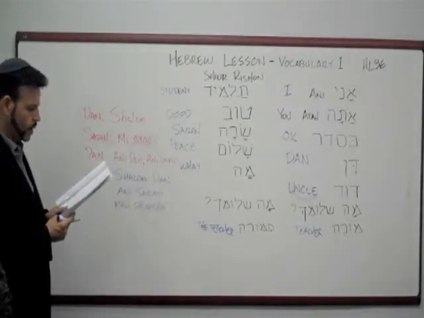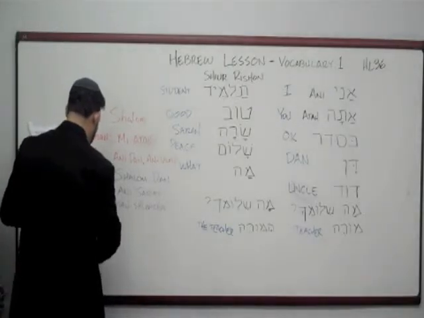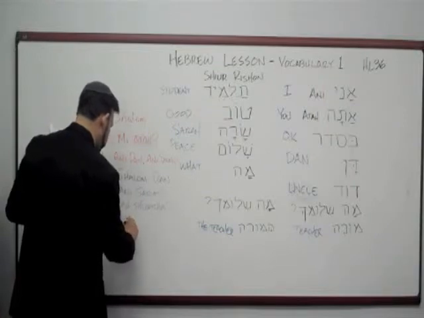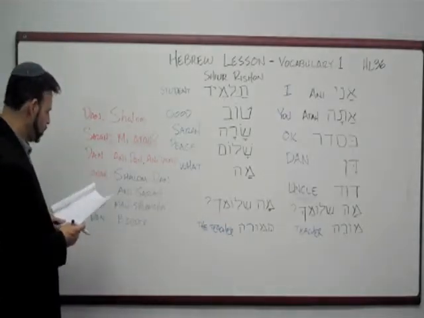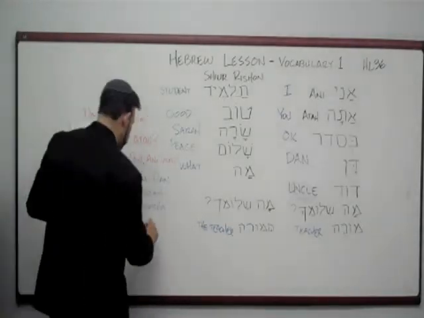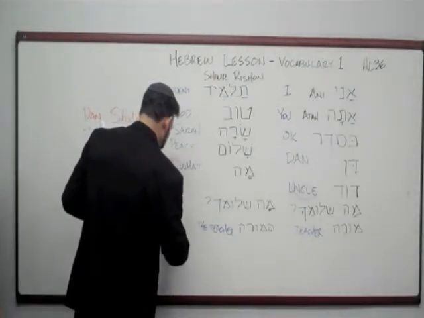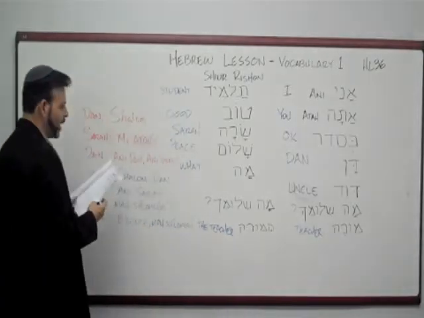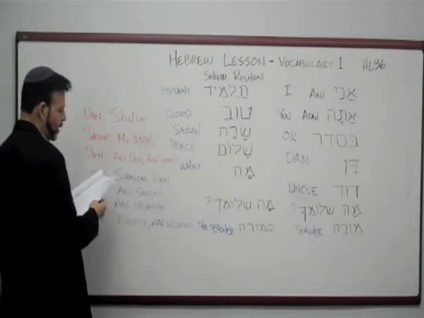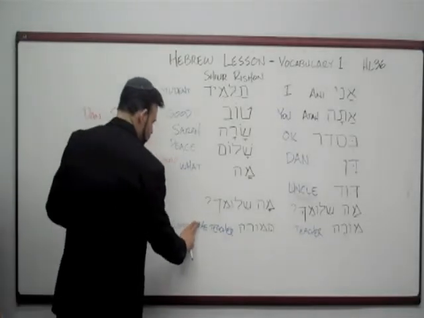What does he say in return? Beseder. So you can either do it like this, Beseder, or you can put a small e in there if you'd like. Okay? So he says Beseder, and then he asks the question, Ma Shalomech. Ma Shalomech. Okay? All right. So she asks this question.